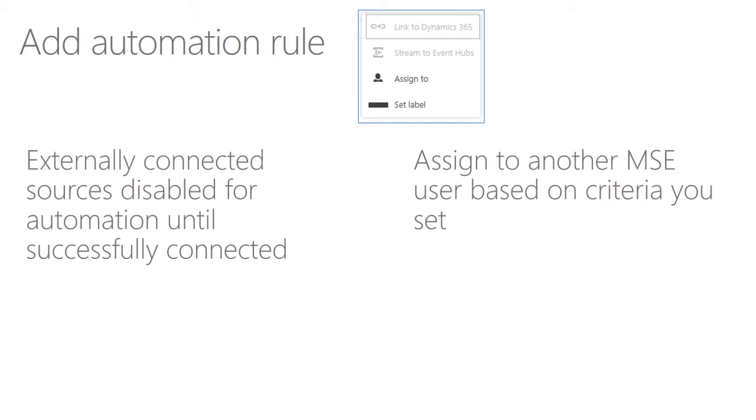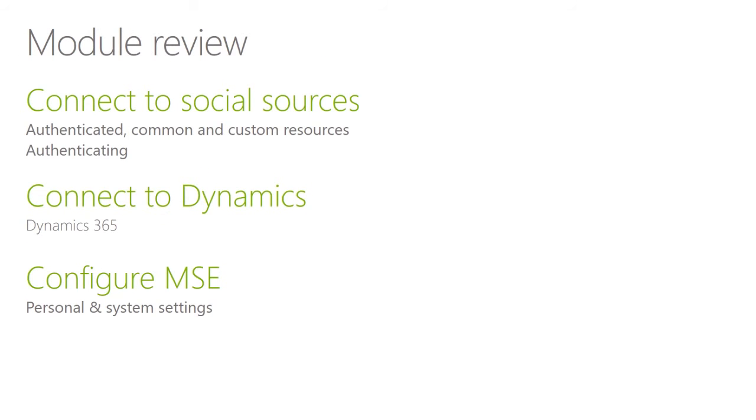We can assign items to another MSE user based on criteria that we set here in this automation rule, or we can set labels, and those labels help us to manage a large stream of incoming data. So as a review, we talked about our different connected social sources, some that require authentication, some that are common, and then those custom ones through RSS and Atom feeds. We did our connection to Dynamics 365 and talked about the reasons why one might want to connect to Dynamics 365. And we talked through and did some configuration for some of our system and personal settings in social engagement.